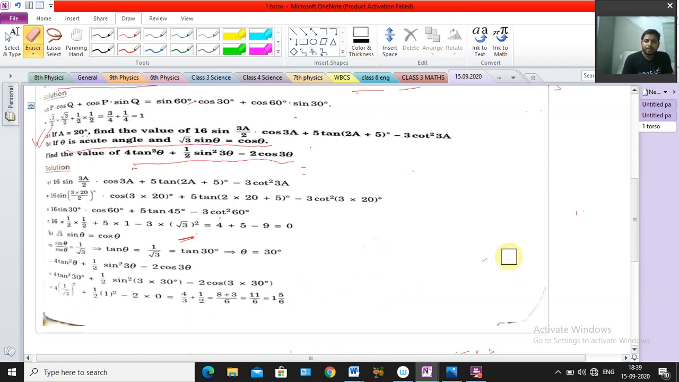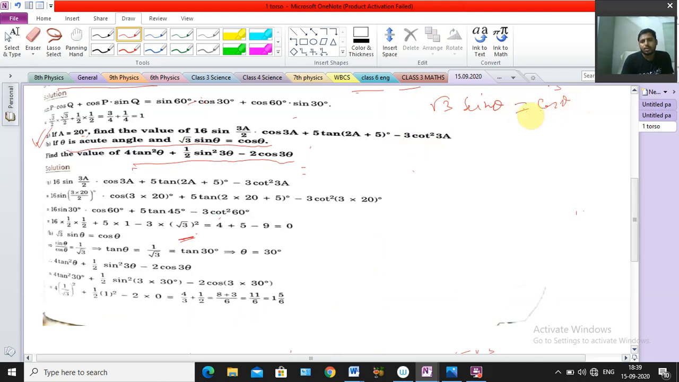Okay, so see, here I am doing, given the relation root 3 sin theta equal to cos theta. Clear? That means I am writing here sin theta by cos theta. That cos theta I am bringing to the left hand side, that will be divide, and here 1 was there, so 1 by root 3. Sin theta by cos theta equal to 1 by root 3.